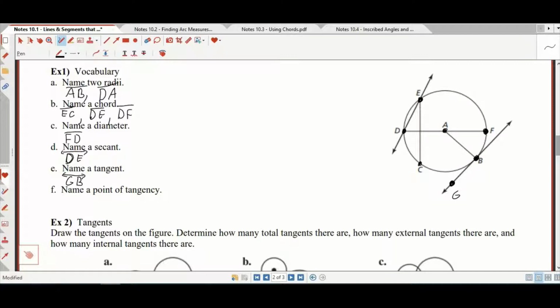Name a point of tangency. The place where it actually touches is only point B. That is a place where a tangent line goes through at one time. Of course, any point on the outside can be a point of tangency, provided you draw a tangent line to it. But since that's the only one that's drawn, GB, we're going to go ahead and just say point B.